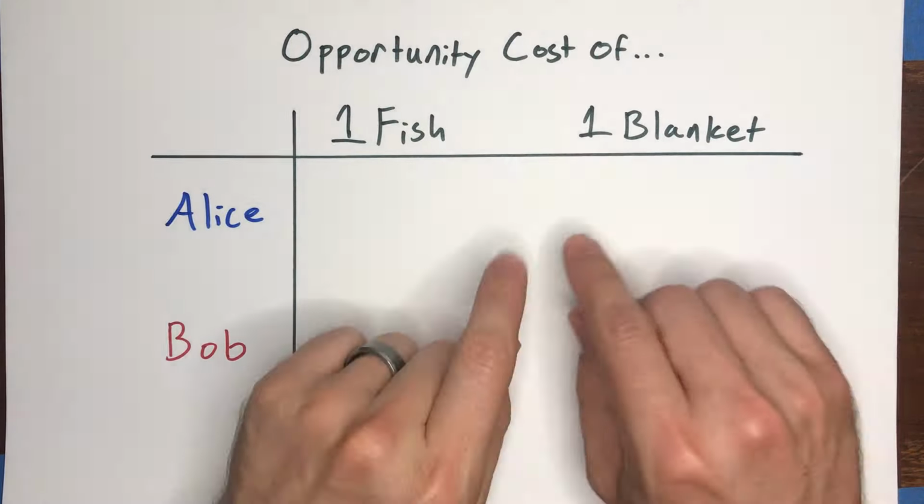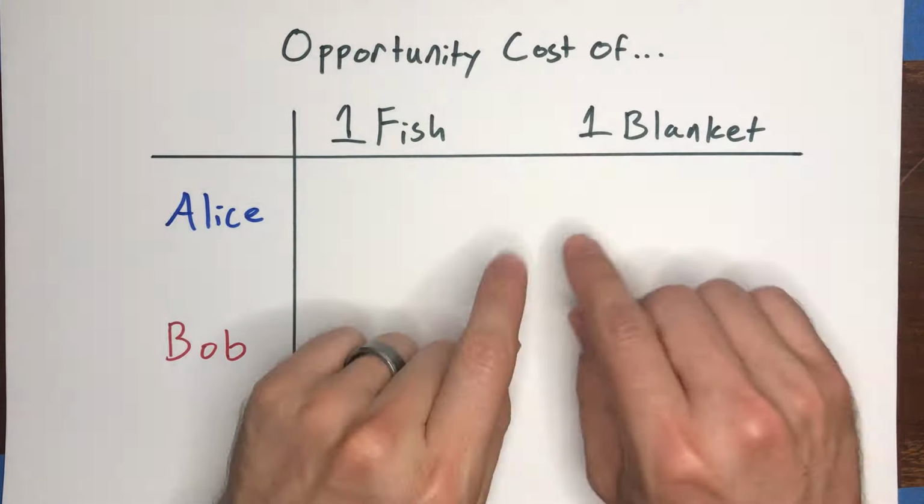Notice the relationship between these 2 numbers here, 1/3 and 3. If you're working in a simple world where there's only 2 opportunities, if you find the opportunity cost of 1 thing, then you just take the reciprocal and you will have the opportunity cost of the other thing. Okay, so 1/3 of a blanket is given up for every fish. 3 fish is given up for every blanket.